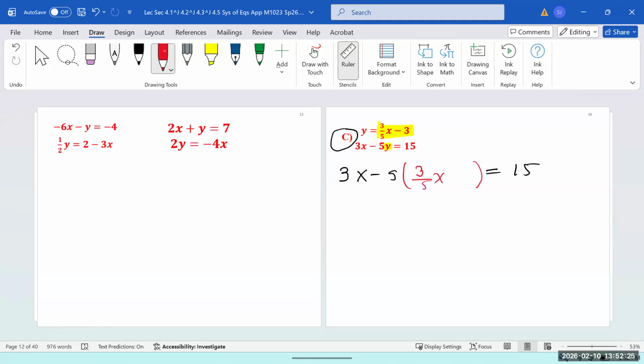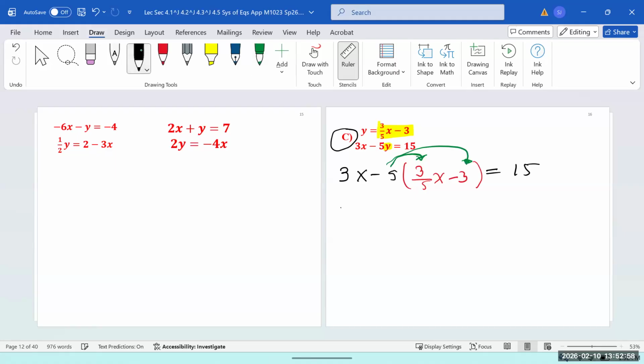Now, what are you going to substitute for this y? 3 over 5x minus 3. You did great. Now the second thing. We have a subtraction here and we have a multiplication here. What comes first? Subtraction or multiplication? So how are you going to multiply? Distribute. This is called distribute. So you're going to distribute this.